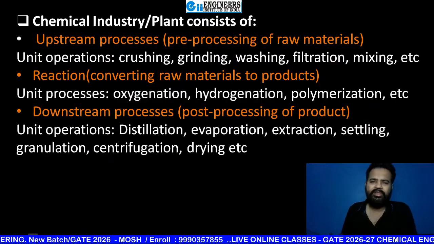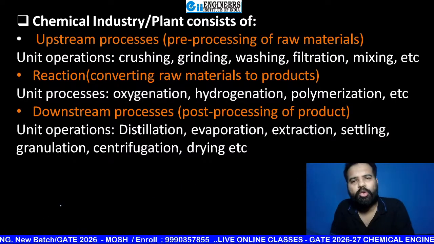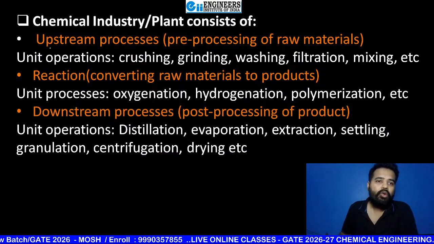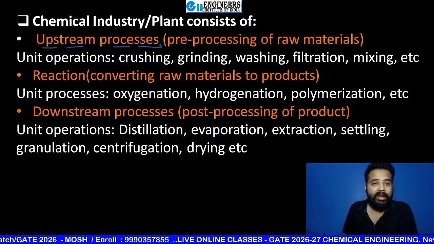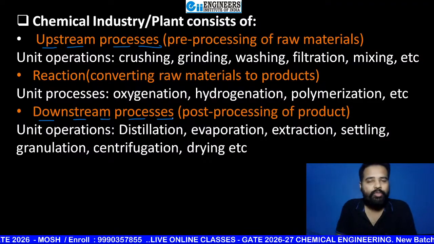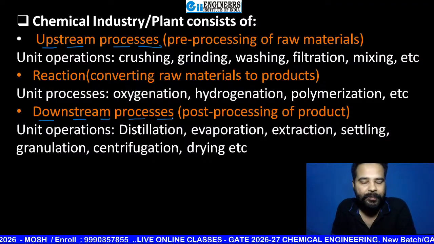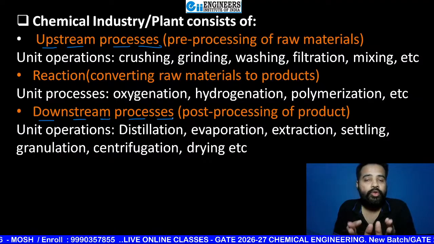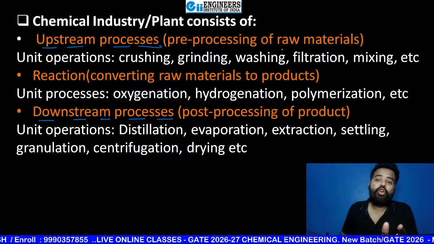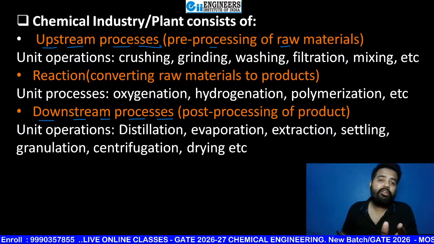Okay, basic things. Now one more basic is there, beta, that is what is upstream process, and what is downstream process. What is upstream process and what is downstream process, beta? Whenever you are going to see any chemical industry, pre-processing of raw materials comes under the category of upstream.